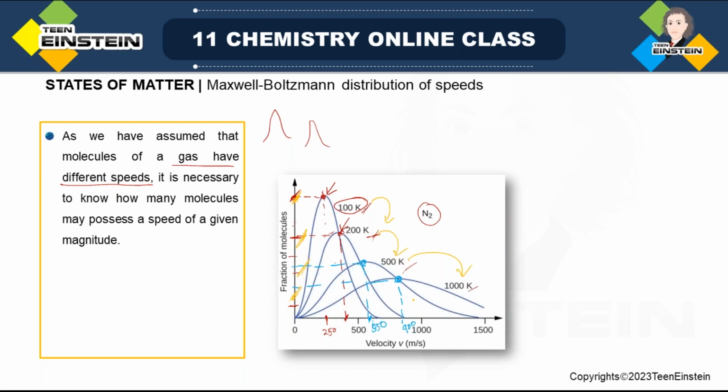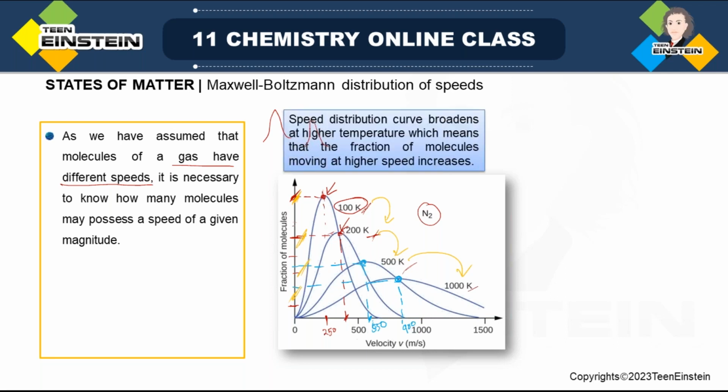So the fraction of molecules having this peak point, if you consider all these four graphs, that fraction of molecules is decreasing. Okay, so that we can understand from this graph. So here, the speed distribution curve broadens when you are increasing temperature.